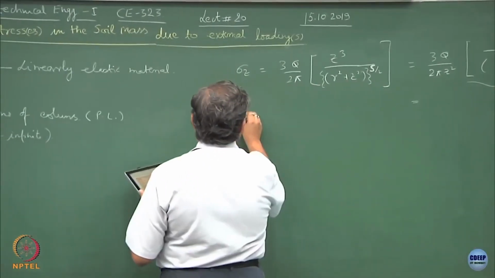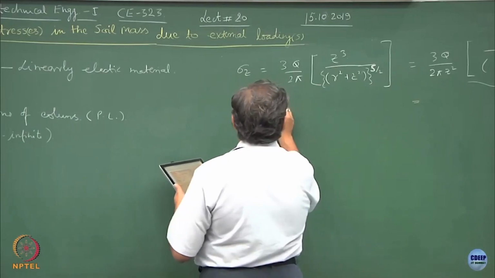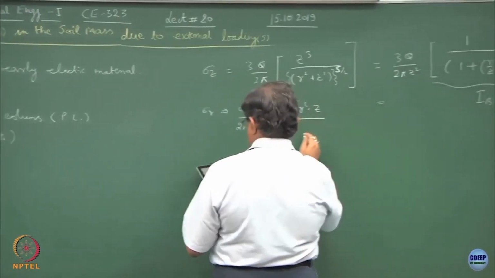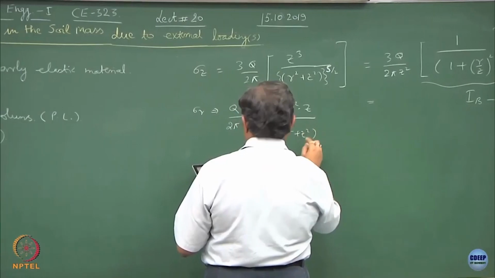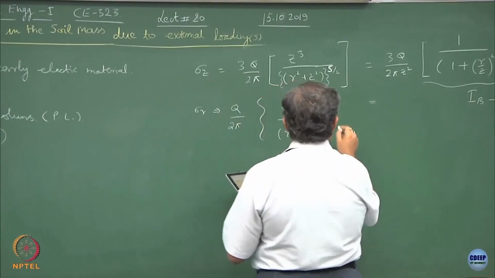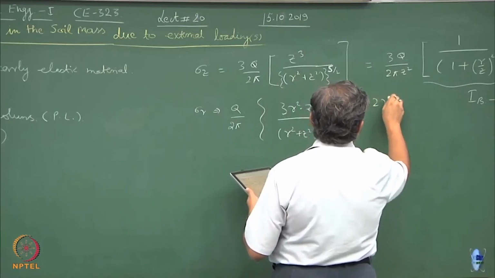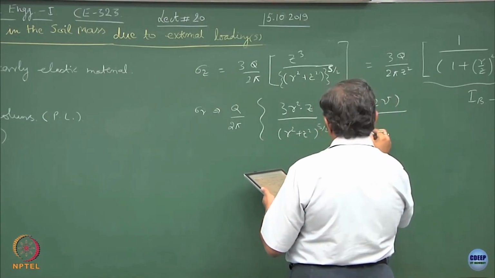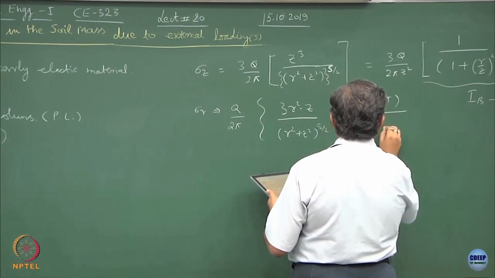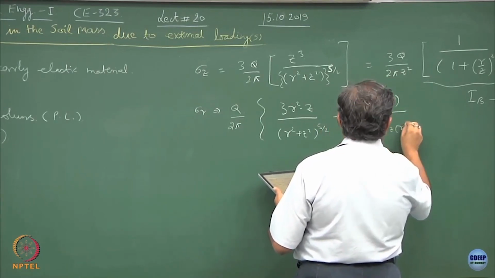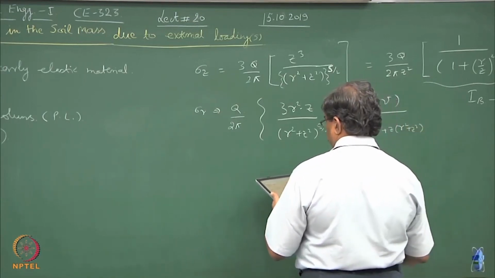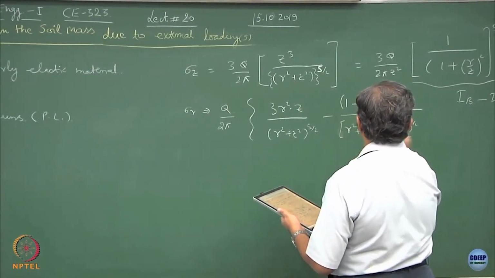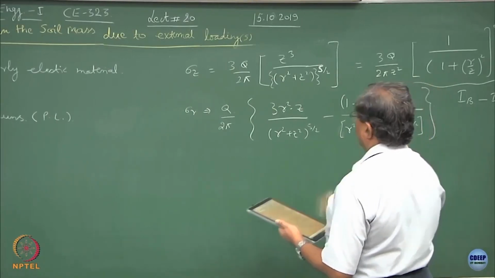Now, sigma r is Q upon 2 pi, this is 3 r square into z upon, but yes, if you can remember, that is okay. 1 minus 2 mu upon r square plus z square plus z, r square plus z square to the power, alright.